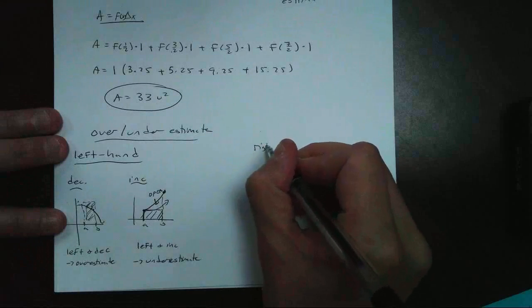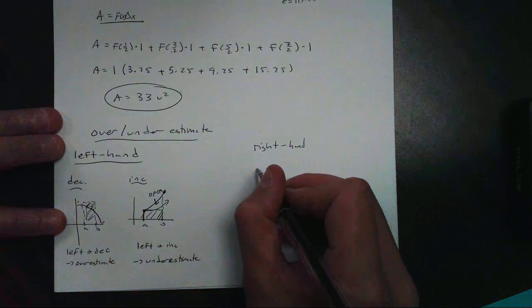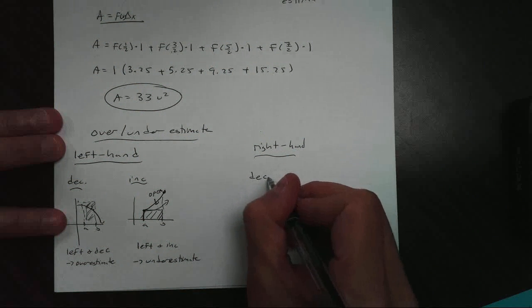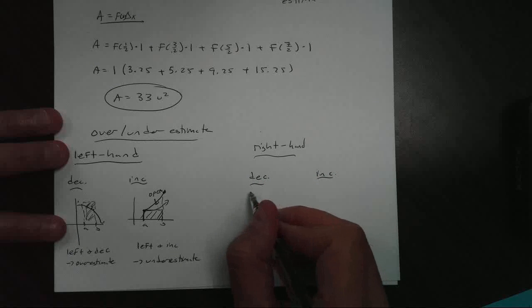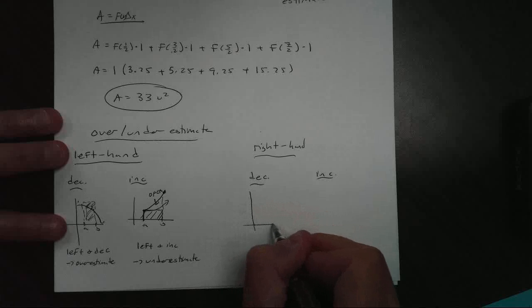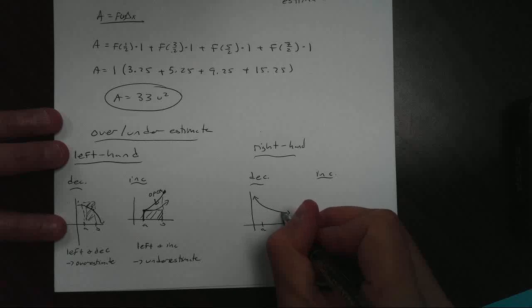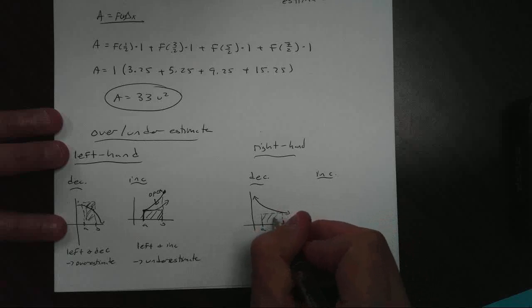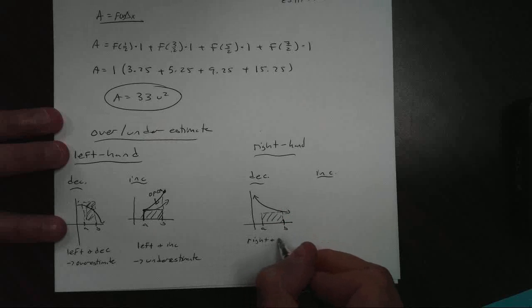Now, let's talk about the right hand. Okay, if we look at the right hand, let's again look at a decreasing function and an increasing function. In a decreasing function, look, another decreasing function from A to B. If I look at the right hand, that's the B. Now take a look. I have an underestimate. So if it's right and decreasing, we have an underestimate.